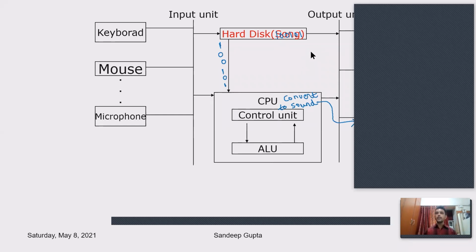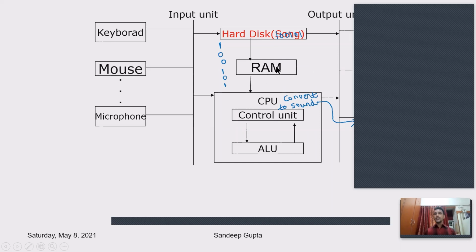In reality, between hard disk and CPU comes RAM, the main memory. Listen to me carefully, things are interesting. When you double click on the song, the entire song is first copied from hard disk to RAM, and then while the song is being played, and the word while is important, the song is transferred from RAM to CPU.